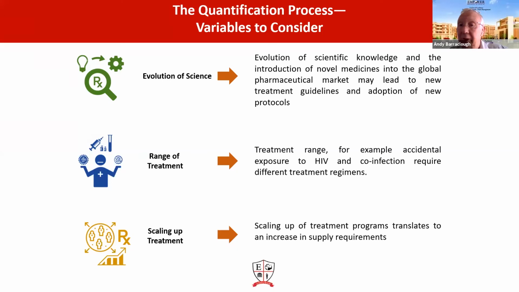Scaling up treatments all across the board. MDR-TB would be the classic. How are we going to scale up to meet the demand? COVID, how are we going to scale up to meet the demand of COVID vaccine when it becomes fully available? How are we going to meet that? What quantities could we realistically order? What quantities could we realistically use? All part of quantification. Next slide, please.